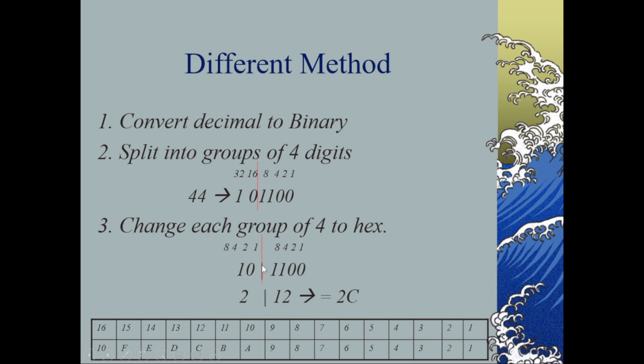Then you convert those independent nibbles into numbers. So here, this is 1 group of 2, 0 left over, it's 2. This is 1 group of 8, 1 group of 4, gives us 12. 12 in hex is C, so the answer is 2C.